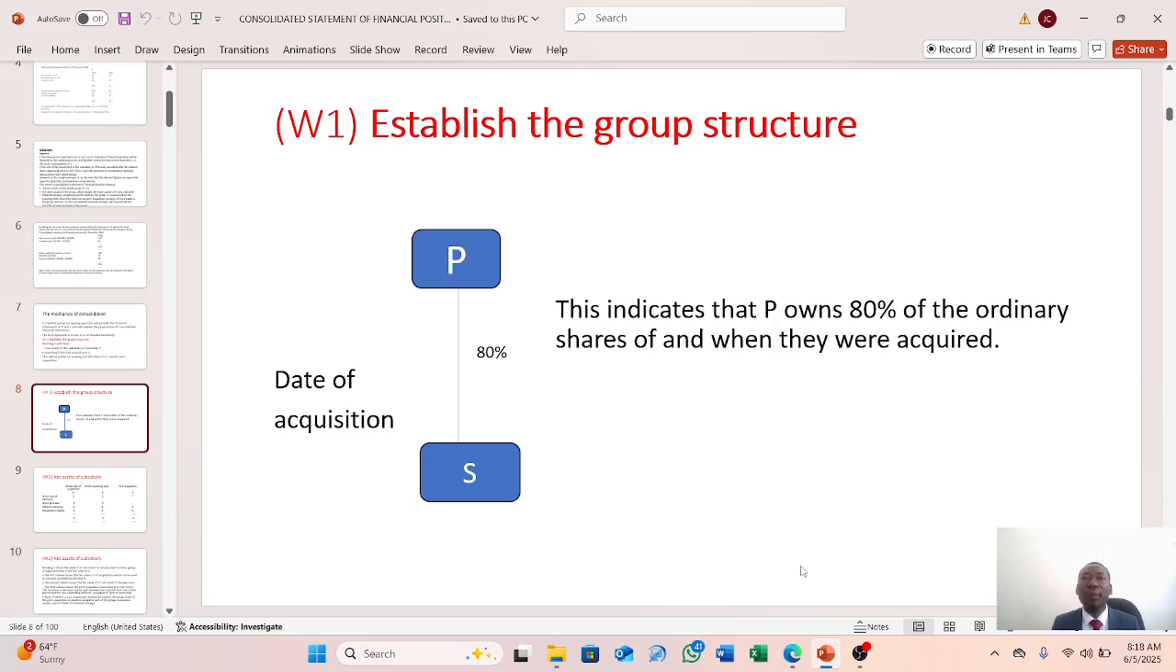So on that one, you need to take note of how many total shares are in that subsidiary and how many shares the parent is acquiring in that subsidiary. You simply divide the number of shares the parent is acquiring over the total number of shares of the subsidiary, then multiply by 100%. It will give you the percentage in terms of group structure. That one is very, very important because that one is step one.